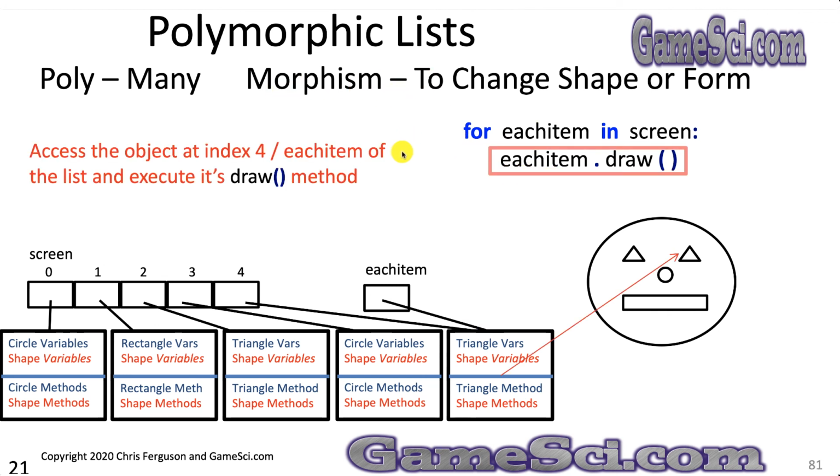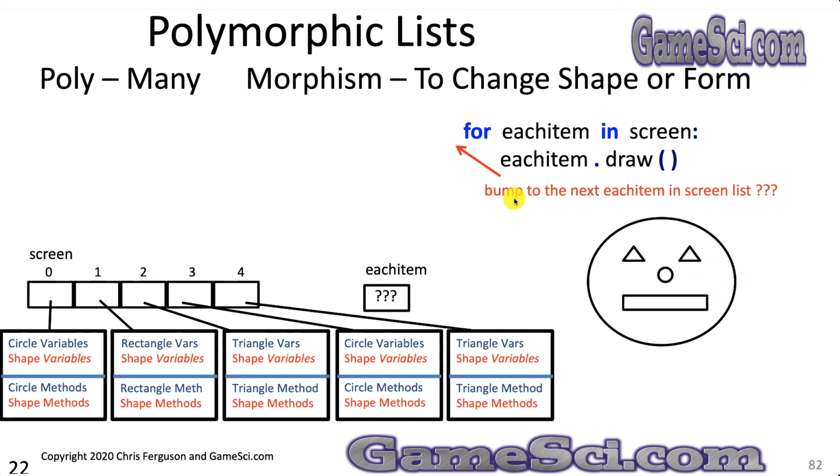Access the object at index 4, the same one that each item is pointing to, of the list, and execute its draw method. Go to the each item variable. There it is. The dot says go inside this object. Well, that's a triangle. What do you think a triangle object is going to draw? That's right, another triangle on the screen. Bump to the next each item on the screen list.